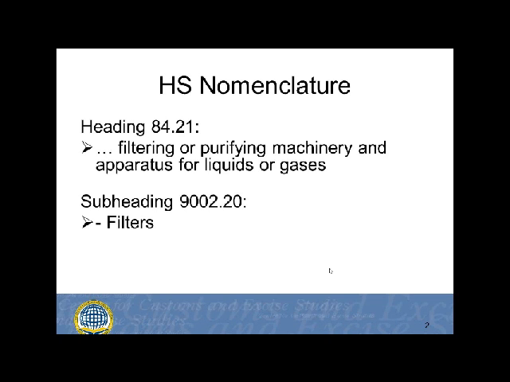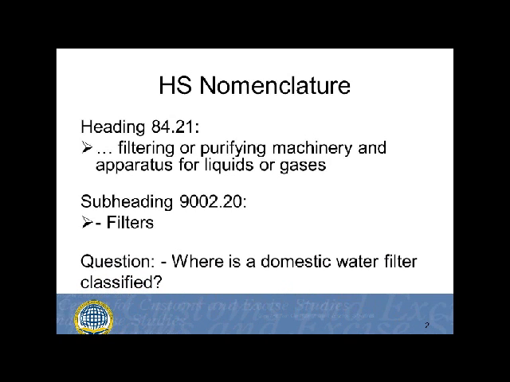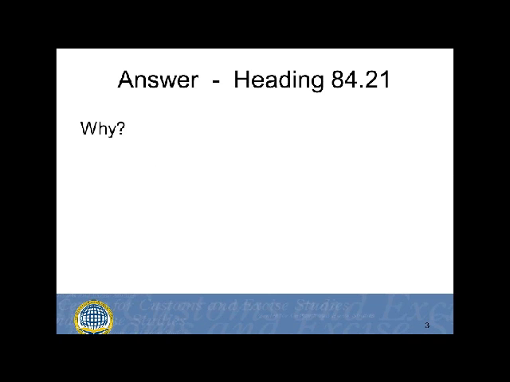Let's look at two classifications, heading 8421 and subheading 900220. In part, heading 8421 refers to filtering or purifying machinery and apparatus for liquids or gases. Subheading 900220 refers to filters. Let's start off with a question. Where is a domestic water filter classified? The answer is heading 8421.